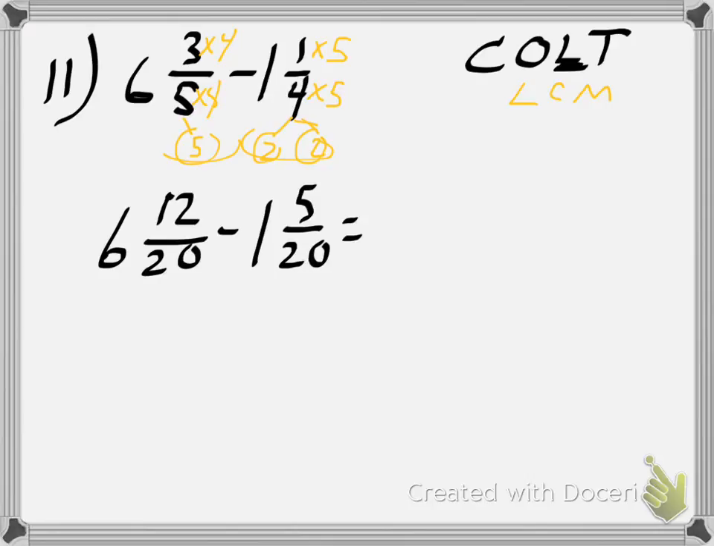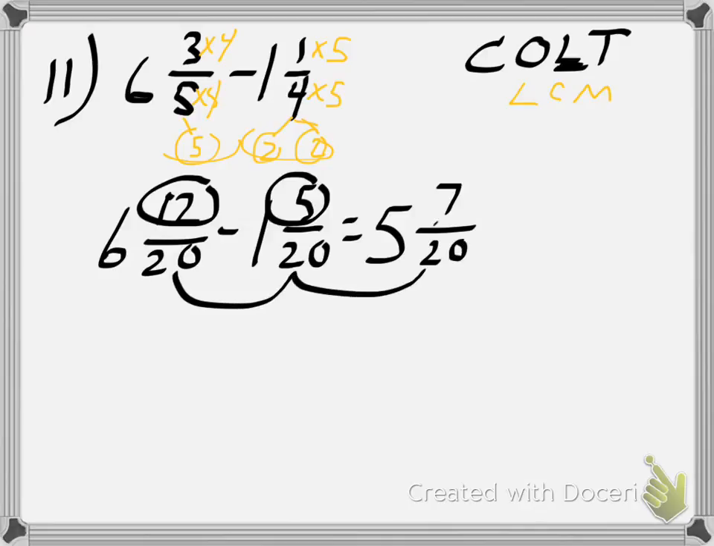First of all, we subtract our whole numbers. 6 minus 1 gives us 5. And then we subtract just our numerators. 12 minus 5 is 7. And our denominator is just a like term, so it just stays at the end. Because the size of the piece doesn't change because we're taking pieces away. So 5 and 7/20ths for number 11.